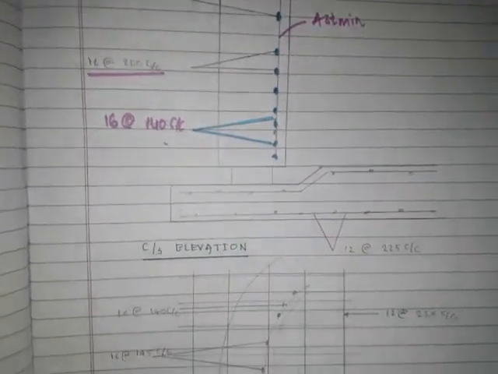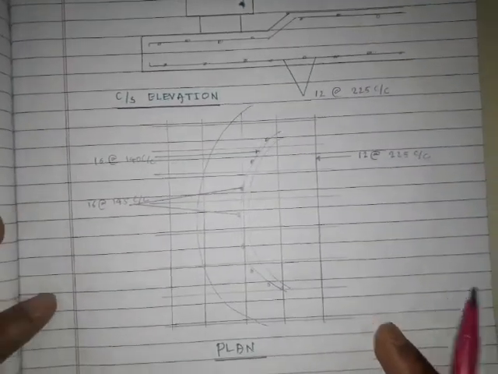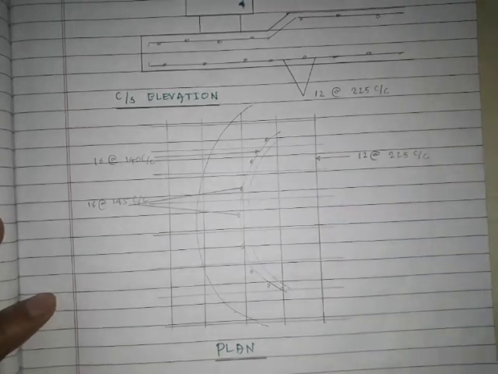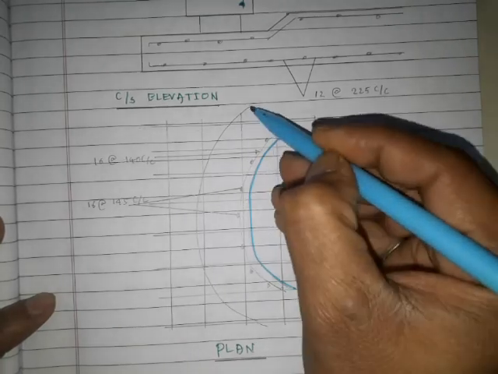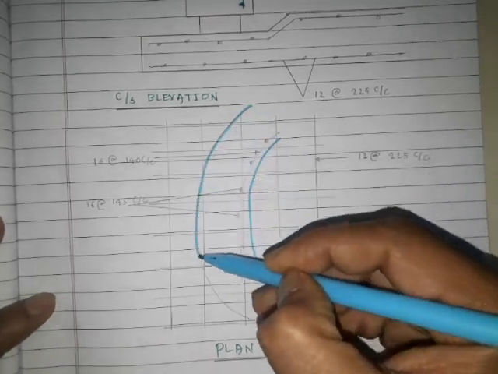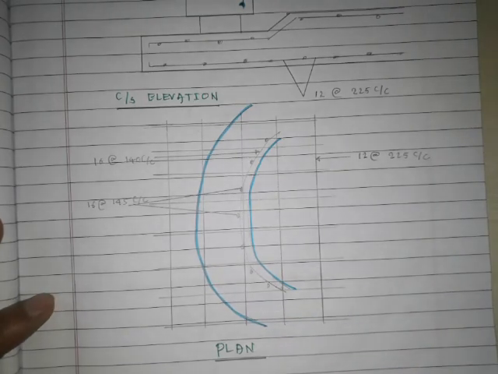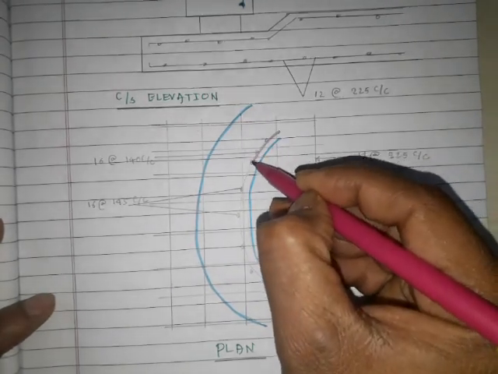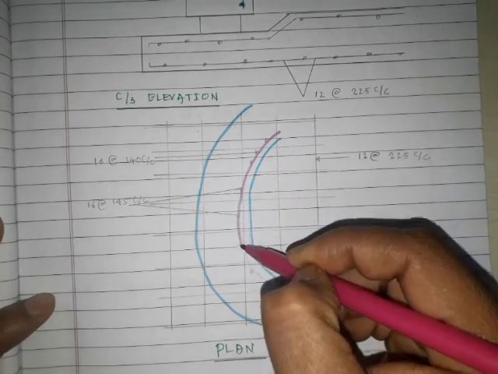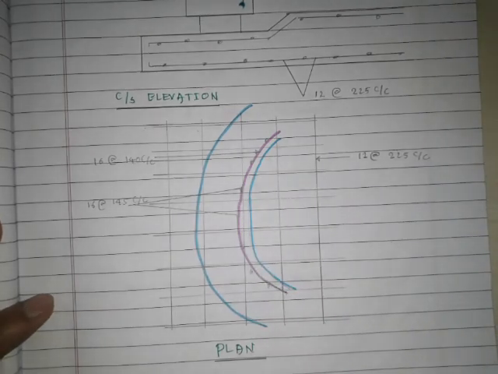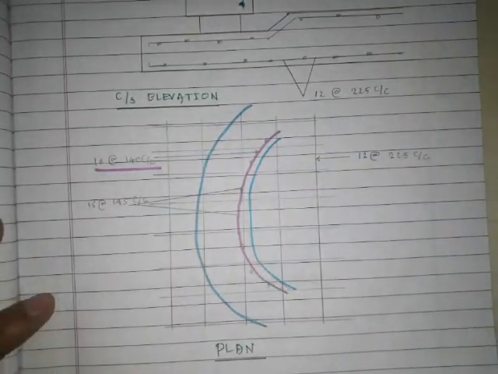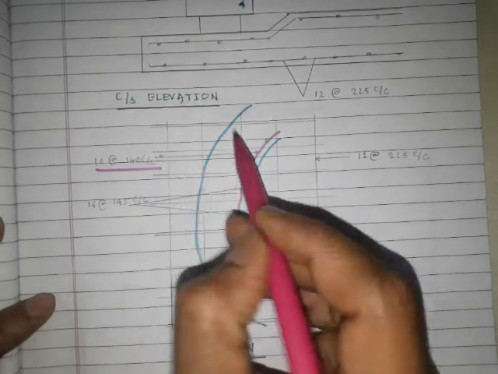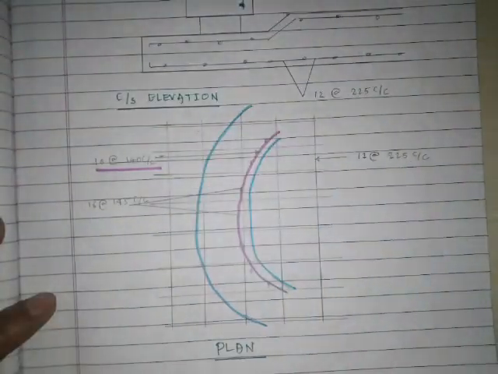This is the elevation part, and now in the plan we can see the circular water tank. This is the diameter, the internal face of the wall, and here we have the external face of the wall, and we have provided the reinforcement. This is the main reinforcement, which is called hoop tension reinforcement. At the bottom we have 16 at 140 mm center to center, and higher up we get 16 at 200 center to center.